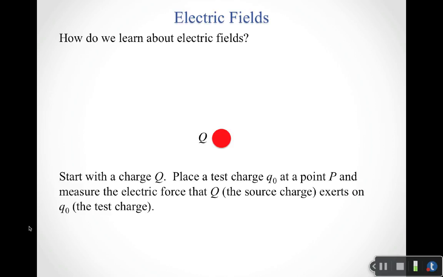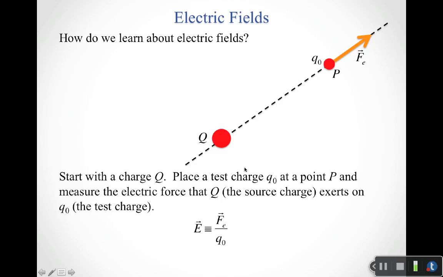For starters, here's our basic explanation. We're going to start with a charge Q. There it is, sitting out there in space. What we're going to do next is bring some test charge and put it at a point P. So here's our point P, and you can see the line that connects point P to our charge, big Q. I'm going to bring in my test charge and place it there at point P, and I'm going to measure the electric force that big Q, which is my source charge, exerts on Q naught, which is my test charge. So I'm going to care about that force that I know how to measure through Coulomb's law.